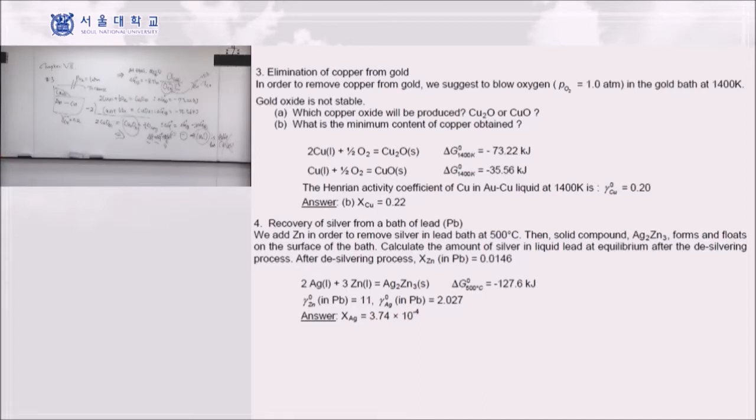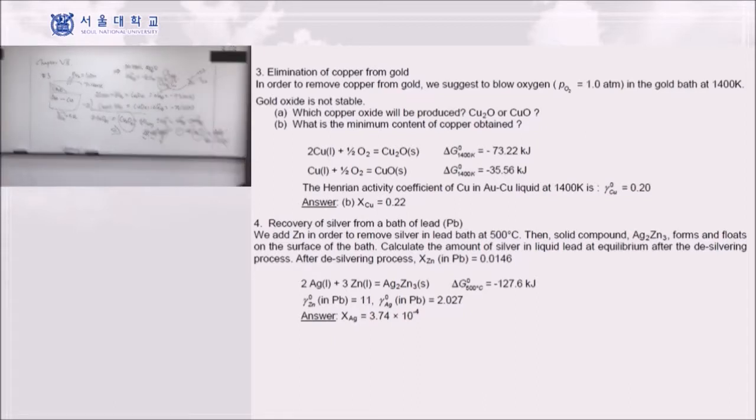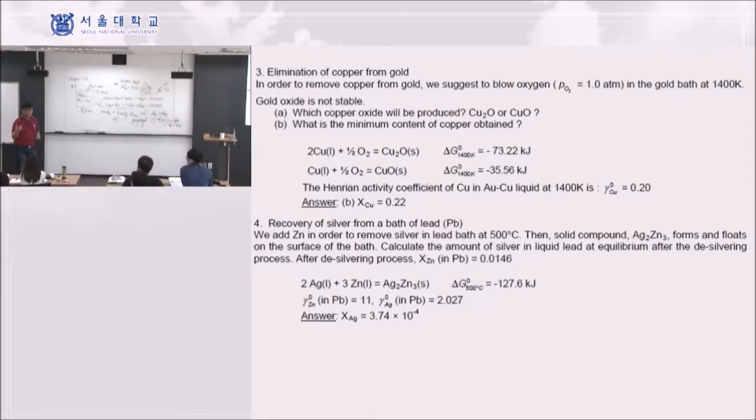So let's assume you are doing business. I'm the recycler producing gold, and I get this cheap gold. I improve the quality of this. And now, thermodynamically, if you have gold and copper, you have only 0.22. You know, that's the minimum. 0.22 mole fraction is the minimum copper you can produce, assuming that you only produce Cu2O.